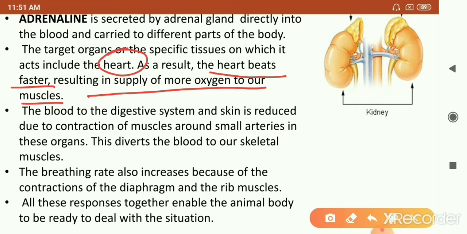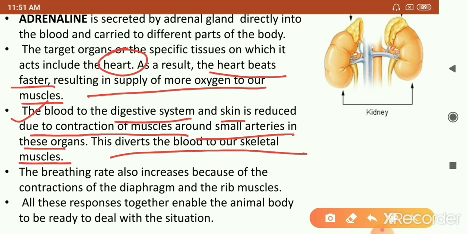Other thing is that the blood supply to the digestive tract and the skin is reduced, and this happens because of the contraction of muscles around the small arteries that take blood to the digestive tract and the skin. And more blood will be directed towards your skeletal muscles because they have to work either for running away or for fighting. The muscles of your legs and hands have to work, and so more and more blood is directed towards them.